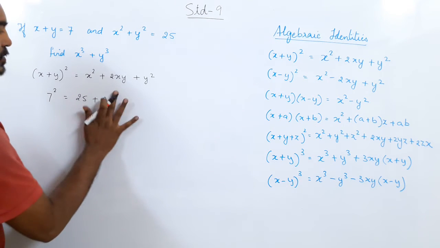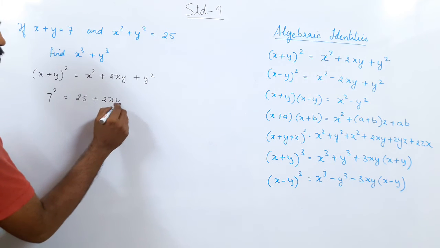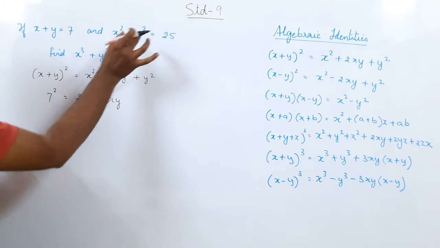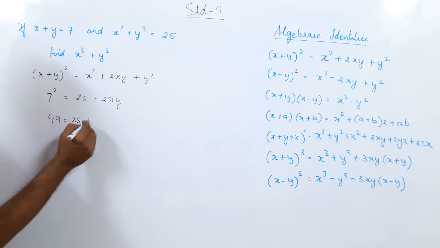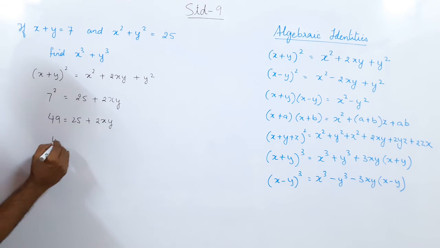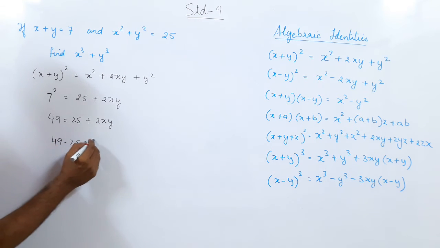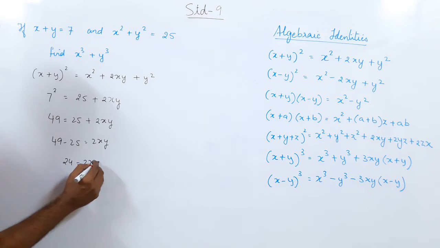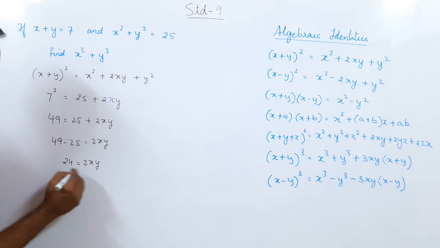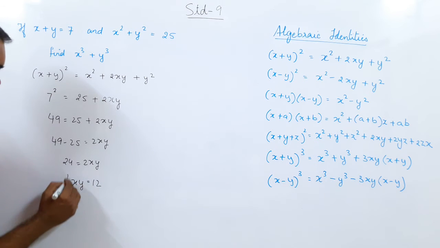Okay, I can write directly. Let us say 2xy. What idea did you follow? x square + y square is 25 given. Now 7 square is 49, is 25 + 2xy. So 49 minus 25 should give me my 2xy. So 24 equal to 2xy. So xy equal to 24 upon 2, that is 12.